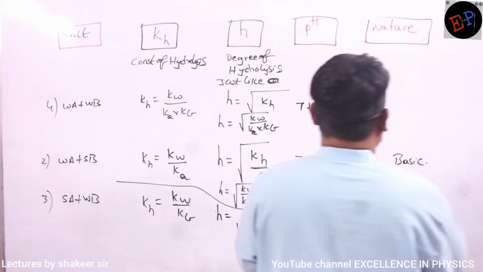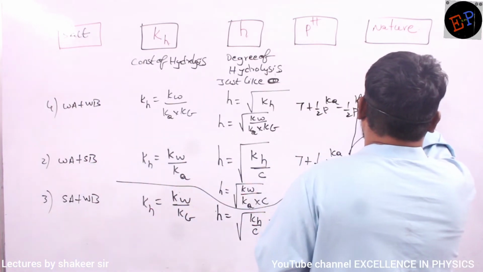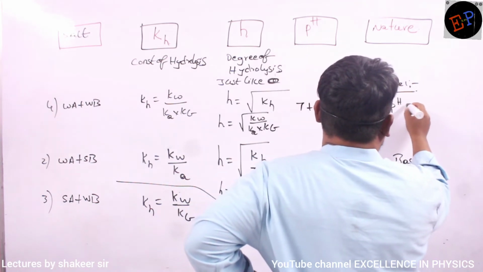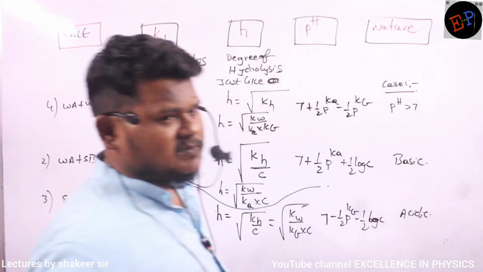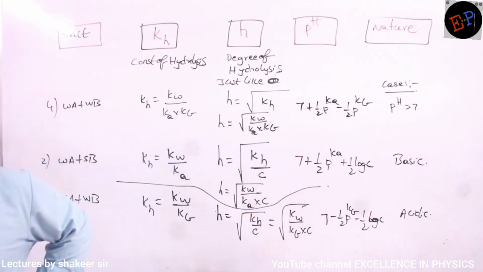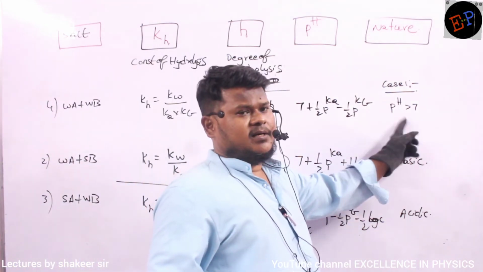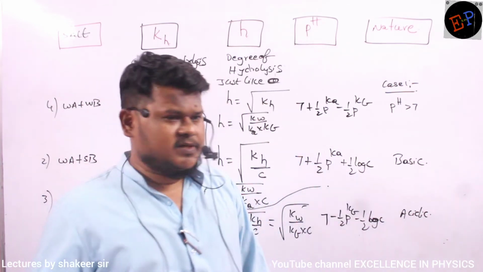So write down case number 1. Case number 1 is, if pH value is greater than 7. If pH value is greater than 7, then definitely what kind of salt is this? Basic salt.